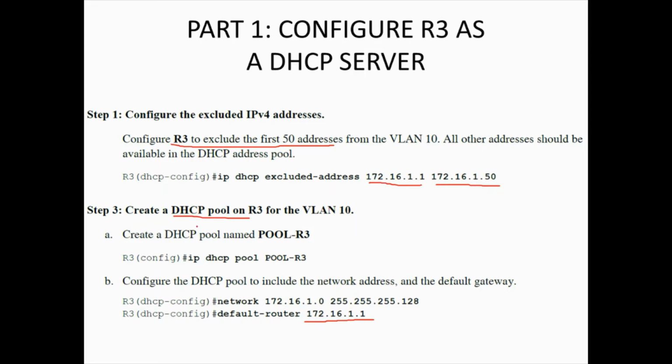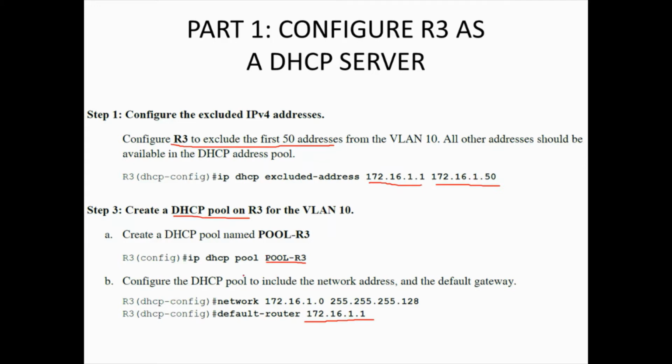In order for you to create a pool, we use the command ip dhcp pool, and then this is the parameter, pool R3. You notice that this is in capital letters, so it means that you can always change the name of the pool. It can be pool R3 or pool 1 or whatever you want the name to be.